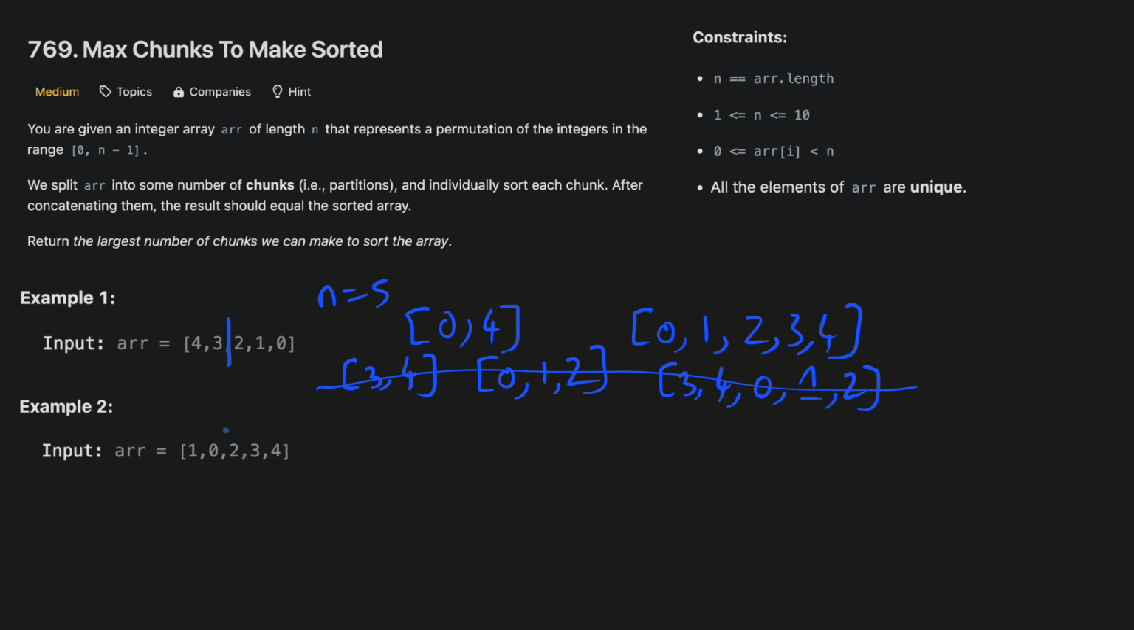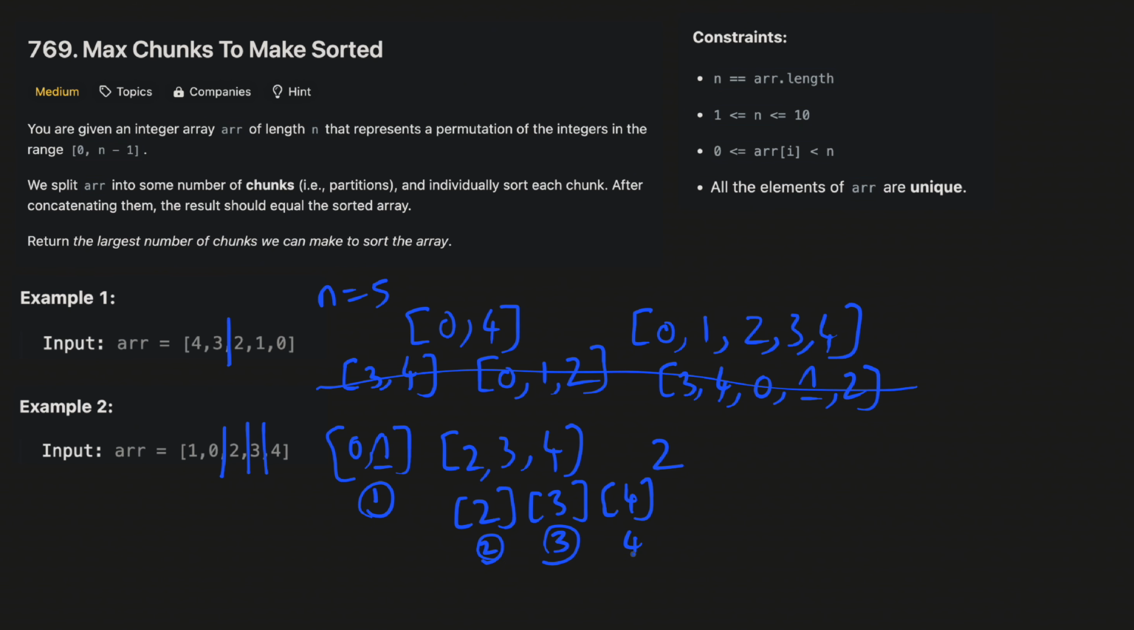Then in example 2, we can partition the array between 1 and 0. So we will get two chunks, 0, 1 as one sorted array and then 2, 3, 4 which is already sorted. So the number of chunks here is equal to 2. But we want to maximize the chunks, right? So we can also partition this chunk further and get the chunks 2, 3 and 4. So our total number of chunks will be 1, 2, 3 and 4. And that's why our answer will be equal to 4.